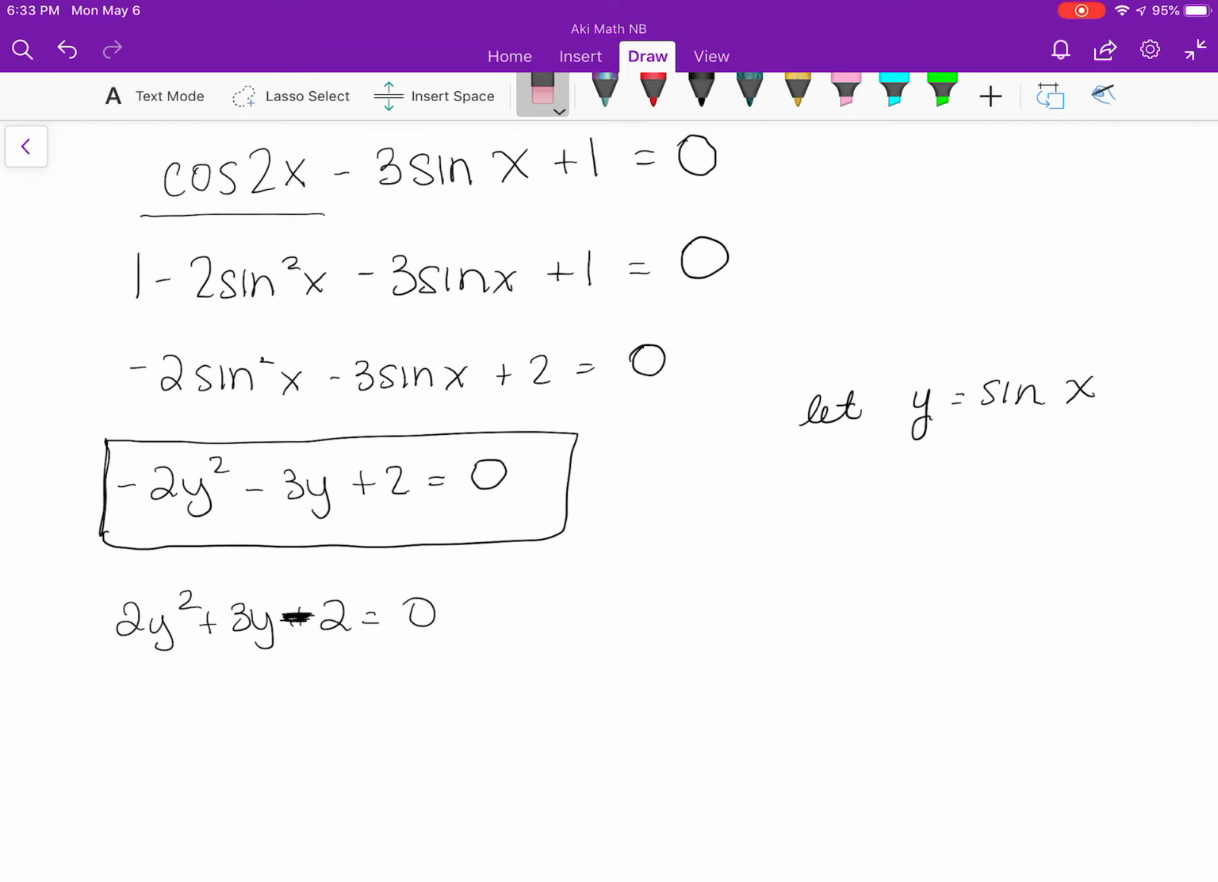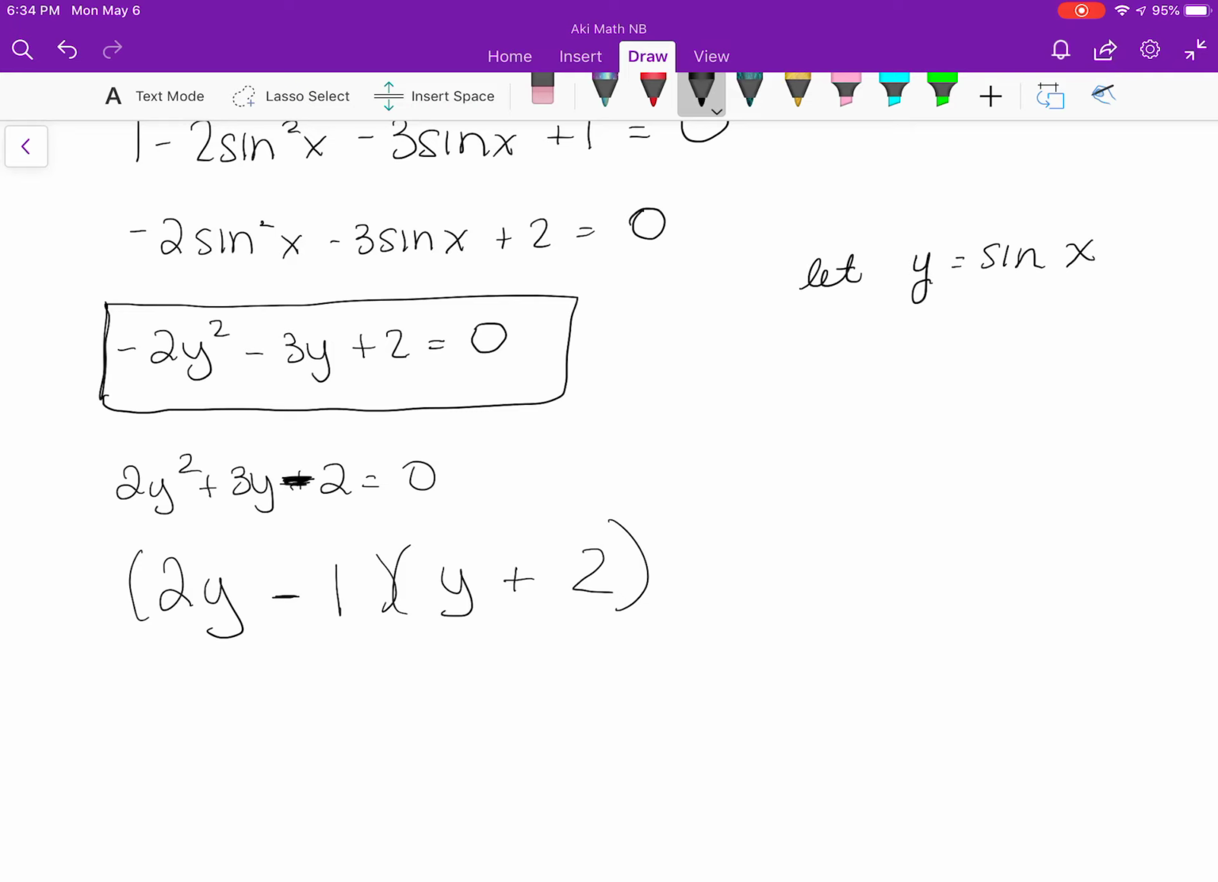Because of this subtraction mistake, now it factors to 2y, y, and then I'm going to put my 1 here plus 2. Because that gives me 2y squared minus y plus 4y minus 2. Right. So now that means 2y minus 1 equals 0 or y plus 2 equals 0.